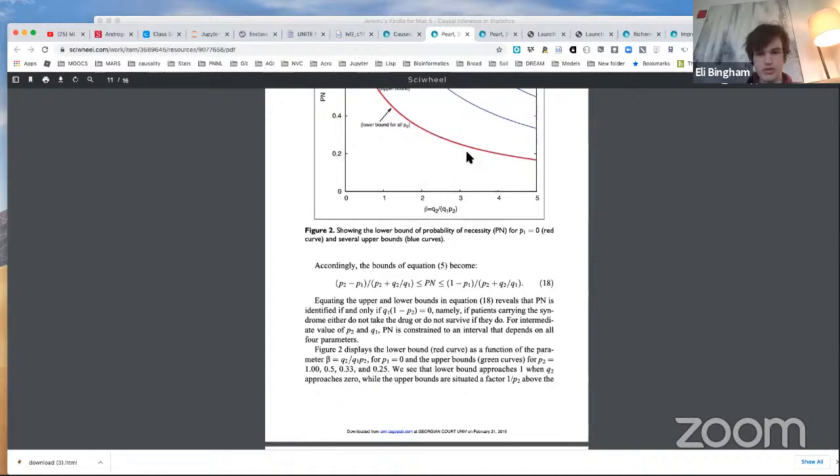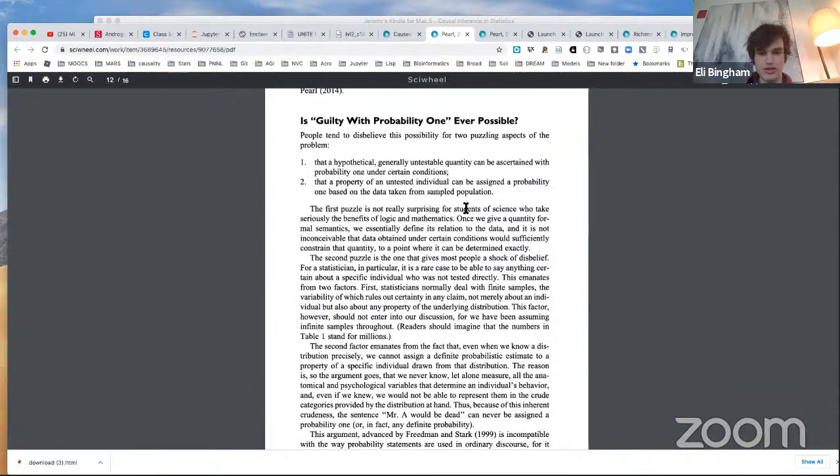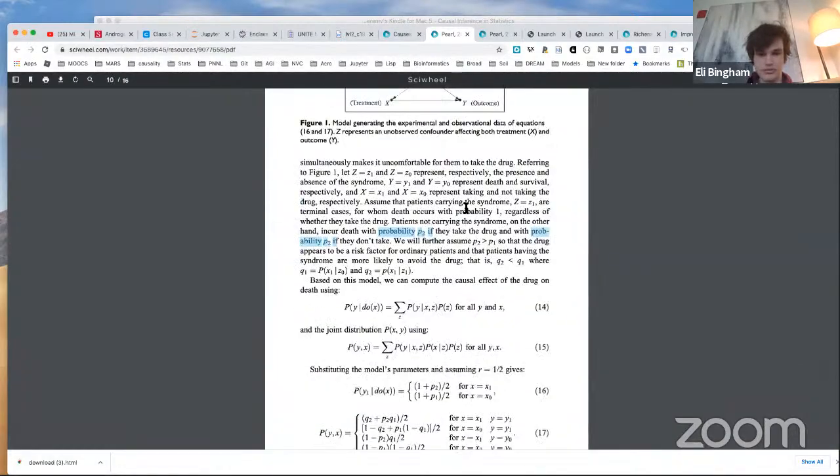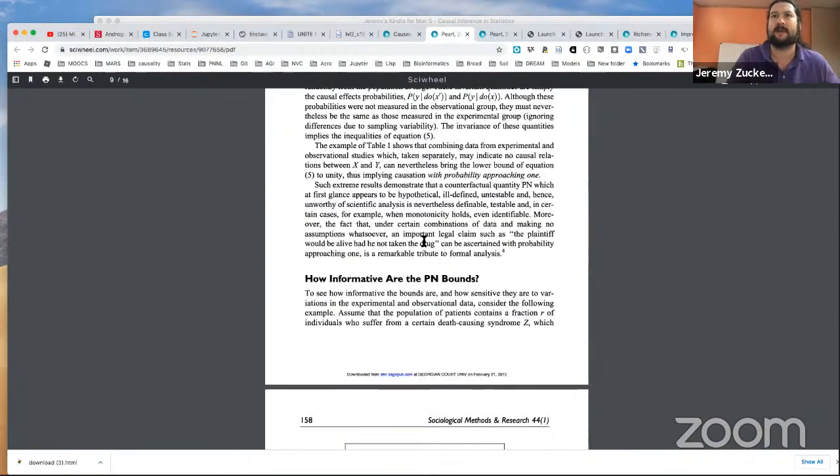The upper bounds are a little bit harder to understand, but probably there's some similar logic. Yeah, he proves these bounds in Causality, I guess.